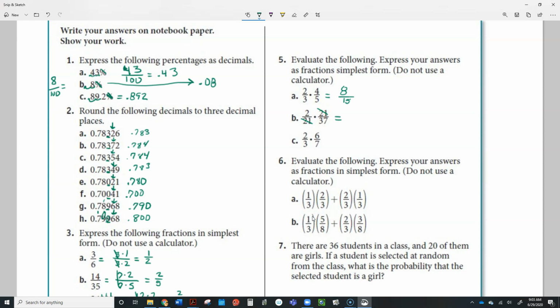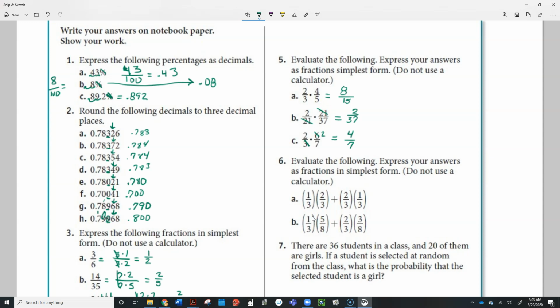Here, I've got a 21 on top and a 21 on bottom. Those will definitely cancel each other out. 21 divided by 21 is 1. So the answer is 2 over 37. 37 is not an even number, so it won't reduce. Here, this 3 will go into this 6, leaving a 2. So that means 2 times 2 is 4, 1 times 7 is 7.